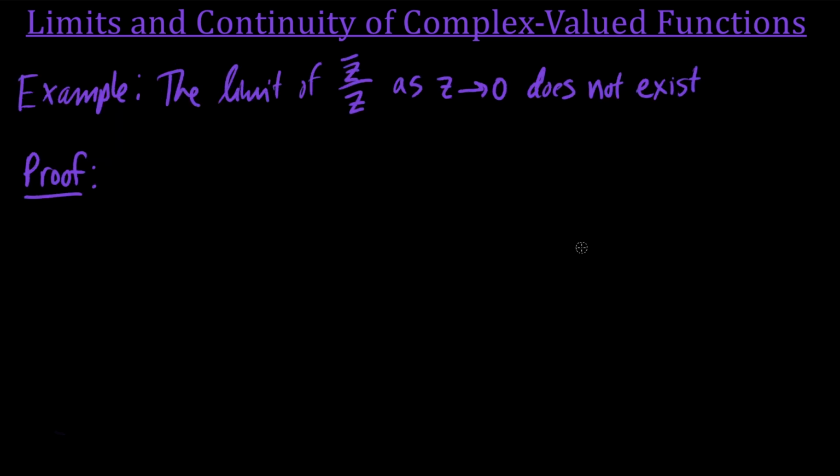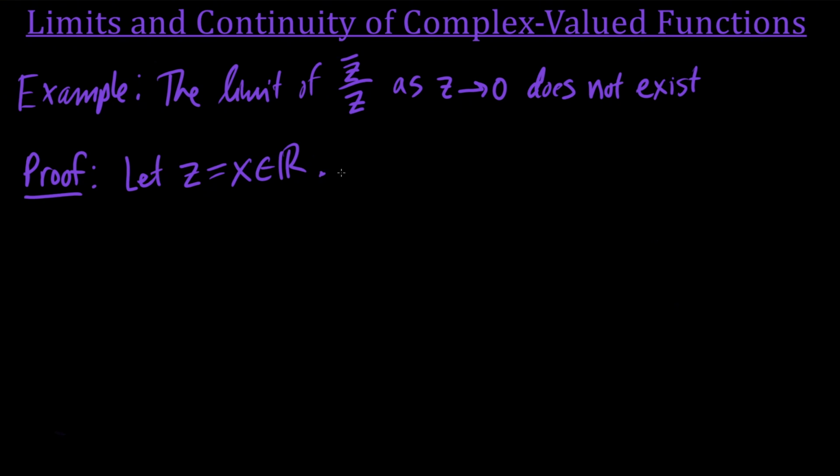Okay, let's now prove that the limit of z conjugate over z as z approaches 0 does not exist. And so remember that our strategy is going to be to show that depending on the way we approach 0, different restrictions lead to different limits. So let's first start by letting z be a real number. So basically what we're saying here is that we're approaching 0 along the real axis.